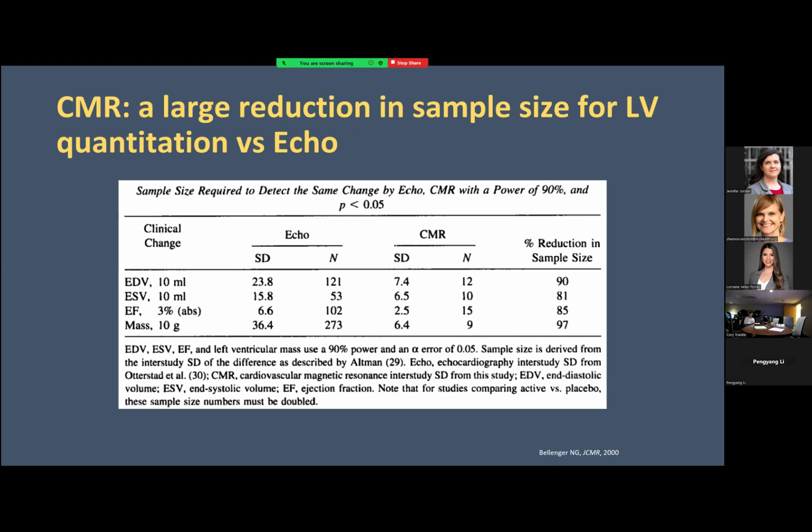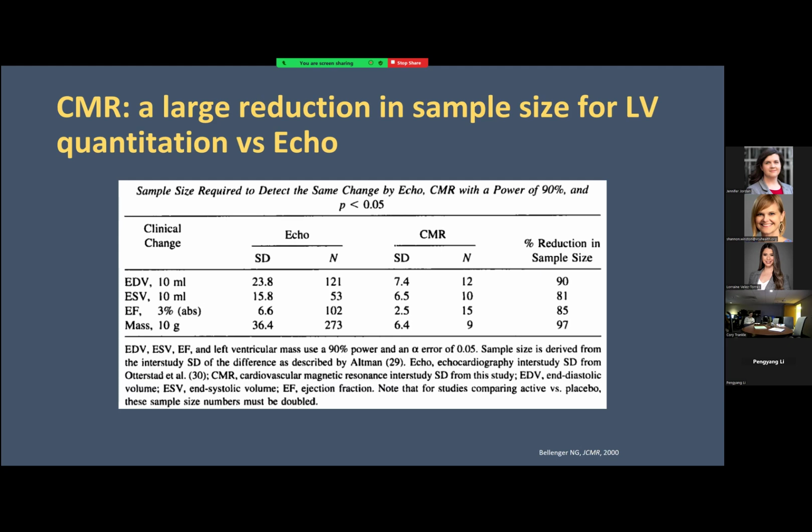I alluded to this earlier, but CMR can have a large reduction in sample size when we compare it to other imaging modalities such as echo. So here is a hallmark study from back in 2000 that everybody quotes. I think we need to redo this with our modern imaging techniques now.